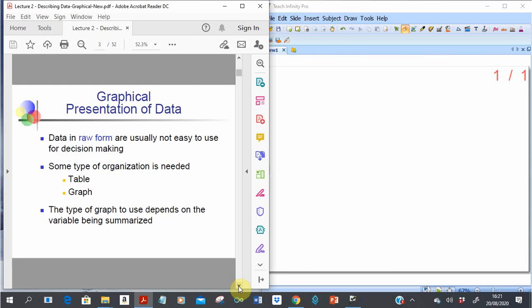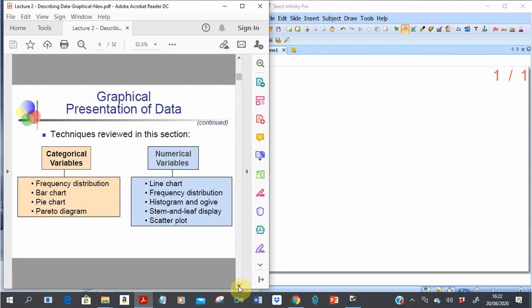Okay, so why do we summarize data? Data in raw form are usually not easy to use for decision making because it's just so distorted. You don't know what is in that data. So you need some form of organization, and that is why it is summarized.